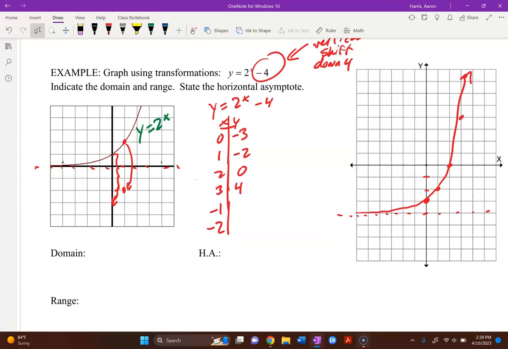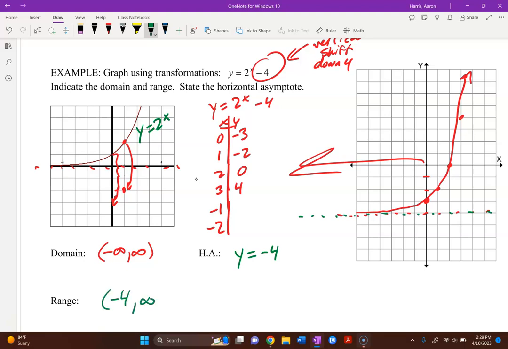Now, can you see our domain is negative infinity to positive infinity? The horizontal asymptote dropped it down from y equals 0 down to y equals negative 4, right? Here's the y equals negative 4. And so the range will take off from negative 4 up. It'll take off from negative 4 up, but it's not going to touch that negative 4.